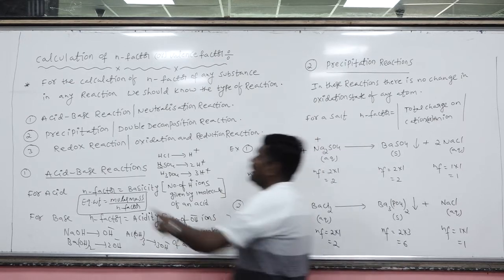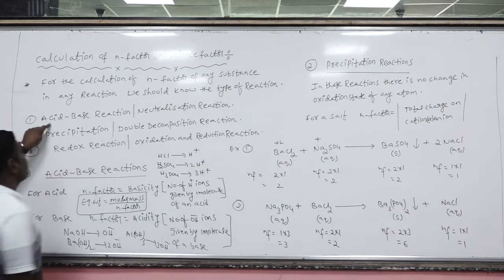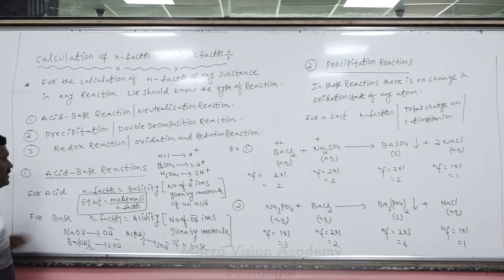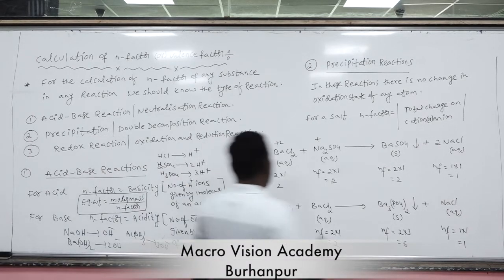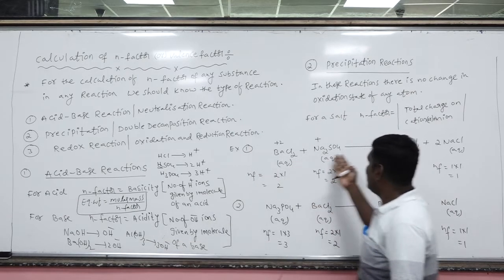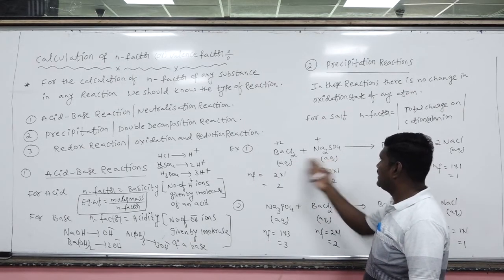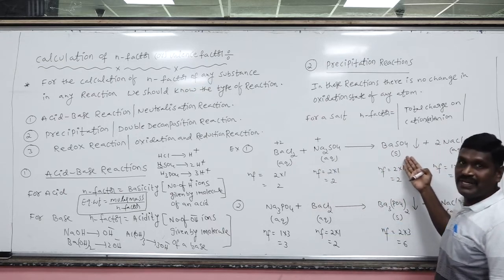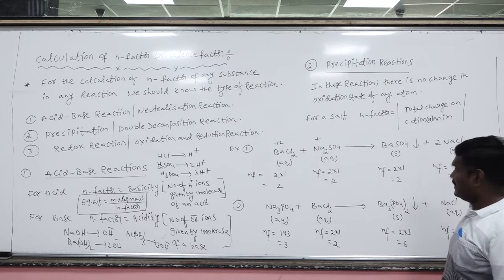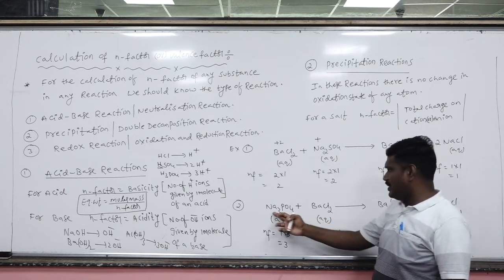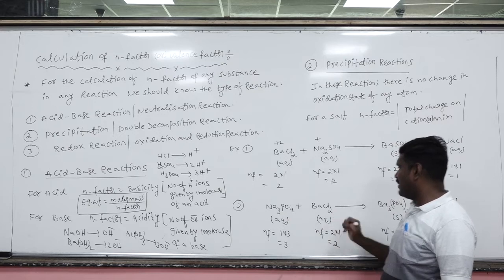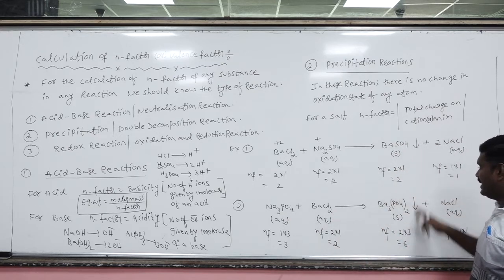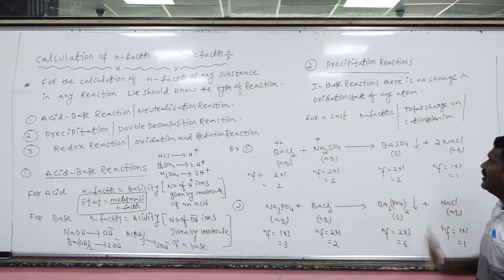This is the first type of reaction. Now come to the second category, precipitation reaction or double decomposition reaction. Let's suppose barium chloride and sodium sulfate are there. When these solutions are added, immediately a white barium sulfate insoluble precipitate will be formed. Next example, sodium phosphate reacts with barium chloride to give barium phosphate and sodium chloride. Barium phosphate is an insoluble precipitate in the solution.